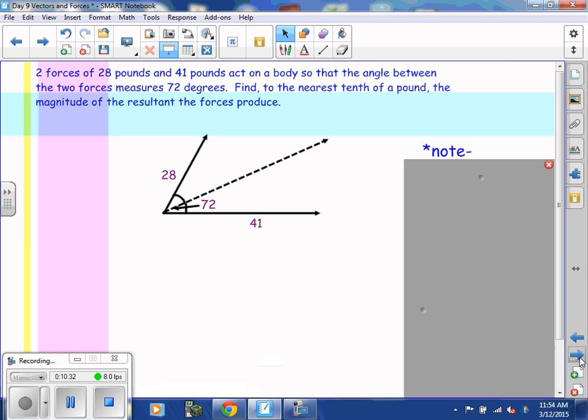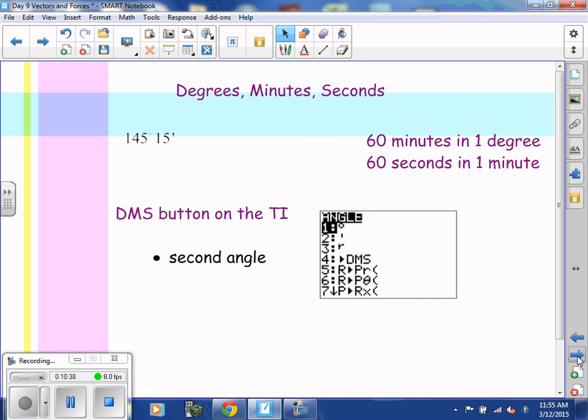Okay, let's look at another one. We talked about degrees and seconds, right? You know how to change this on your calculator?